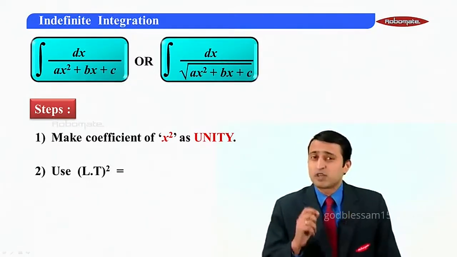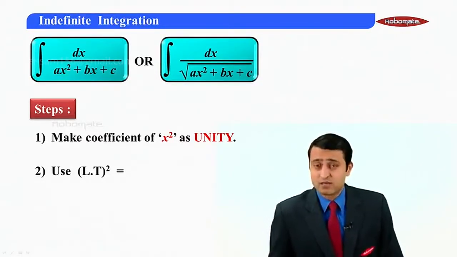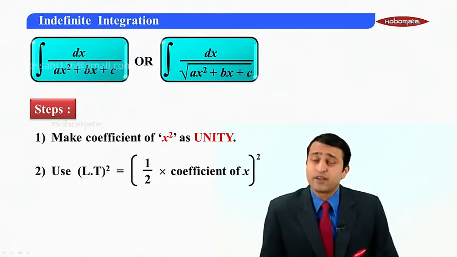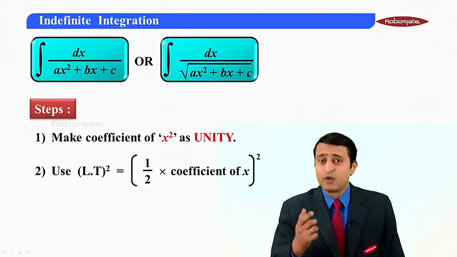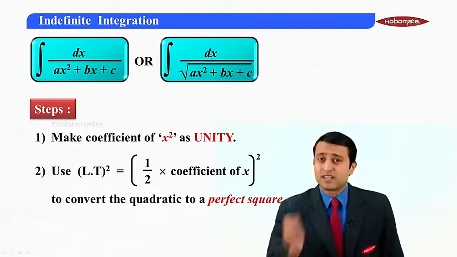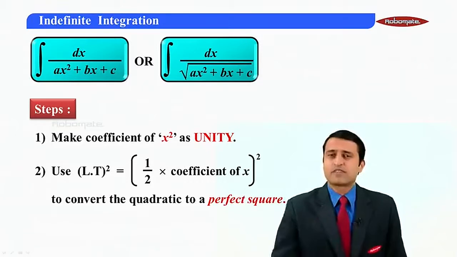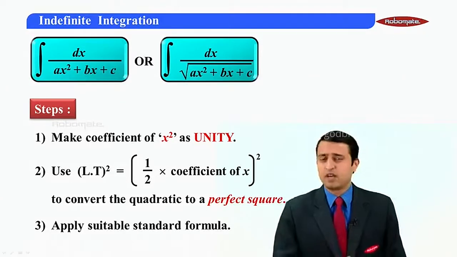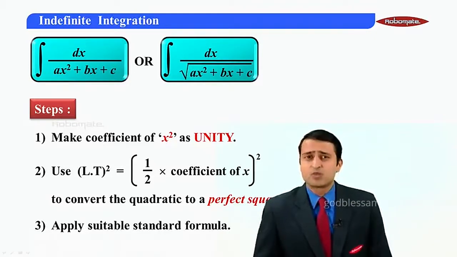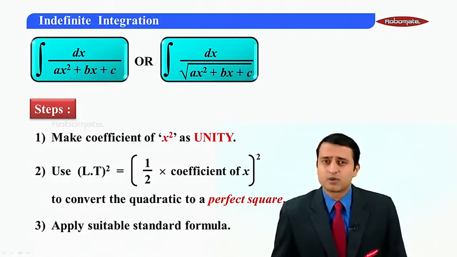The last term to convert to a perfect square is given by the formula: last term is equal to half into coefficient of x, the whole square. This value will be used to convert the quadratic in the denominator into a perfect square. And obviously after we do this, we just apply a suitable standard formula. The integral will be reduced to one of the standard forms, apply the formula, and that concludes the sum.